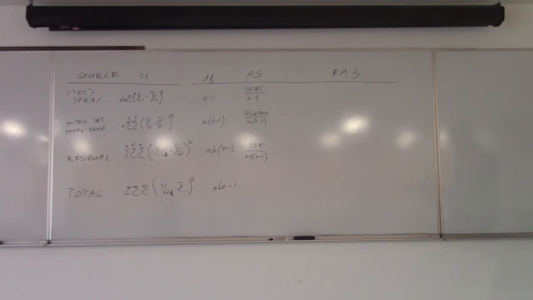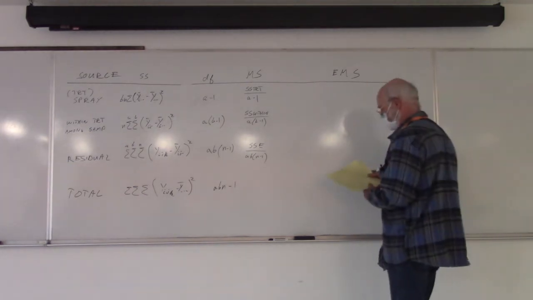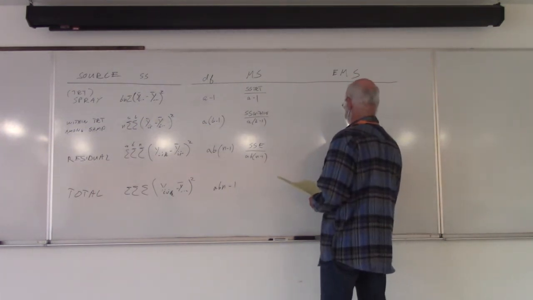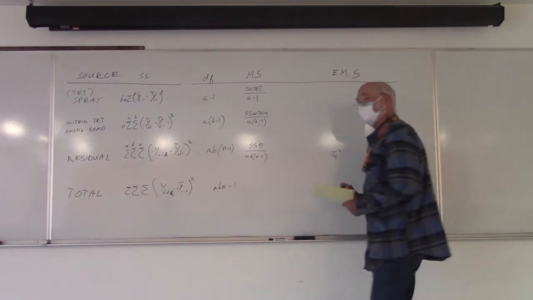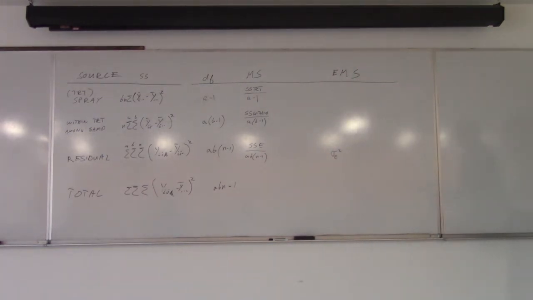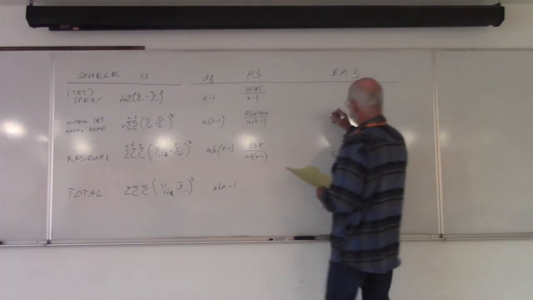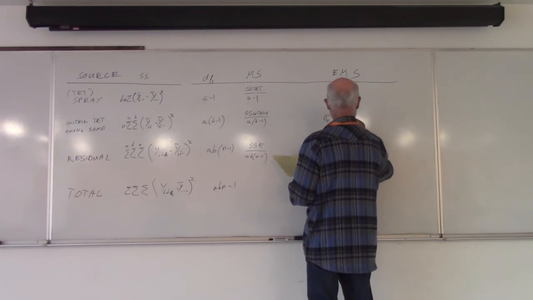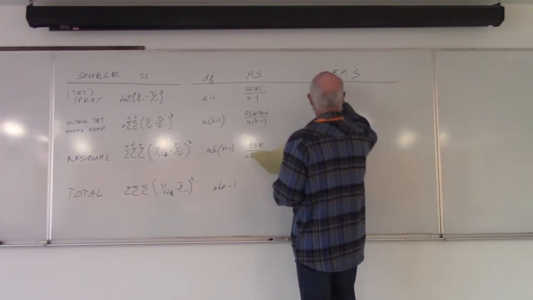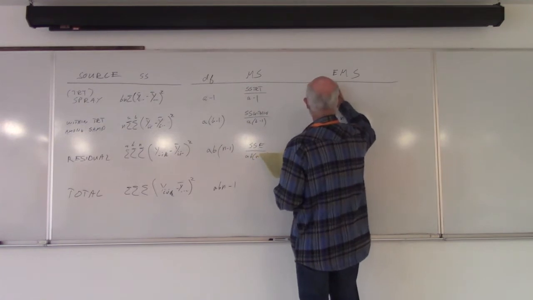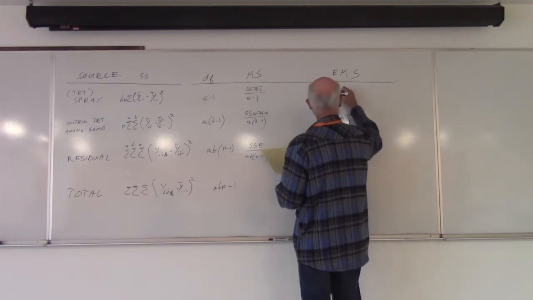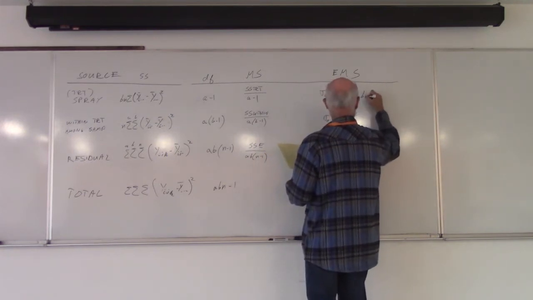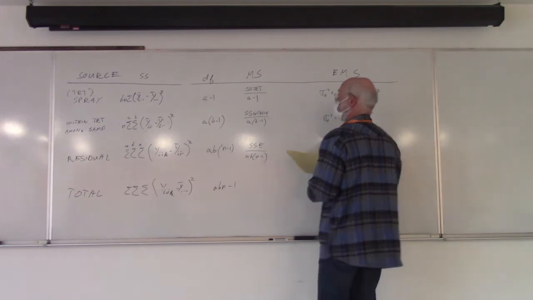Now let's write down what the expected mean squares are. My expected mean square here is sigma e squared. Yay, team. It's always sigma e squared. The expected mean square here is sigma e squared plus n sigma b squared. And the expected mean square here is sigma e squared plus n sigma b squared plus bn sigma a squared.